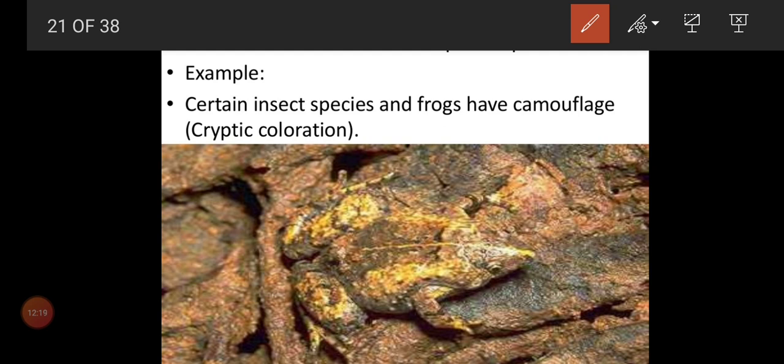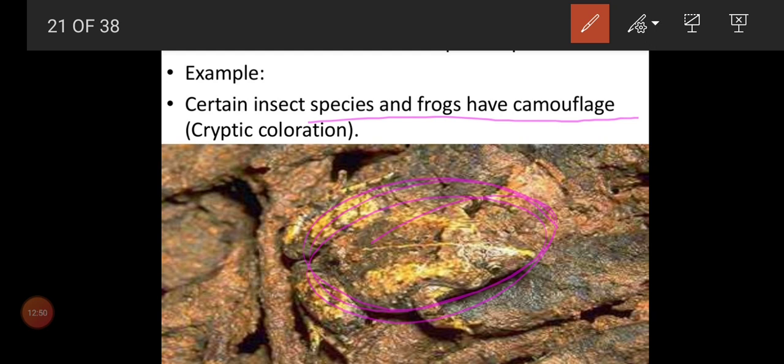Certain insect species and frogs have camouflage. Camouflage means they have the same kind of color or combination as nature. For example, here we can see the frog. The frog possesses the same color combination as the rock. So how will it normally escape from the predators? They possess different characteristics to escape from the predators.